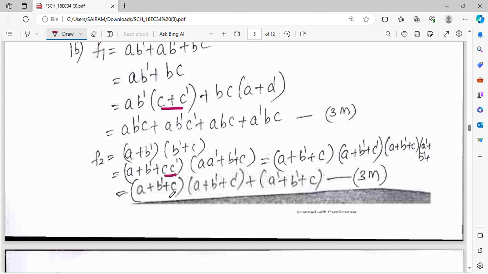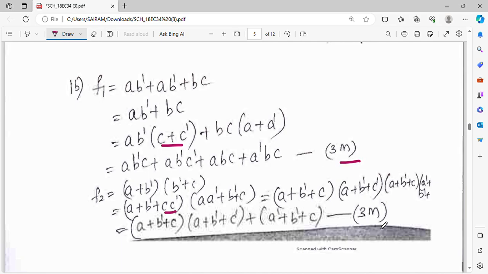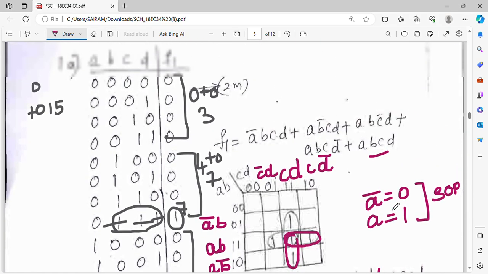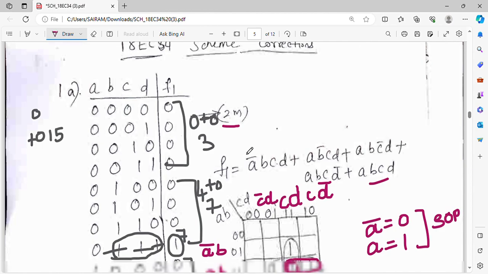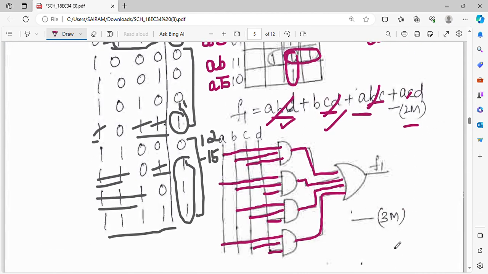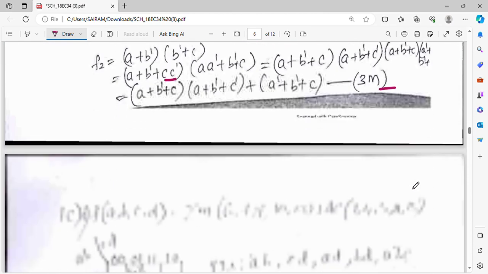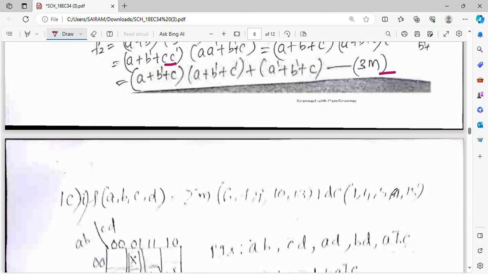I've already told you, please do watch it without fail. This is for 3 and 3 marks, it is 6 marks. Right? And here you can see that it is for 2 marks and here it is for 2 marks, and 2 plus 2 is 4, 4 plus 3 is 7. Right? And this came up, you know how to solve.